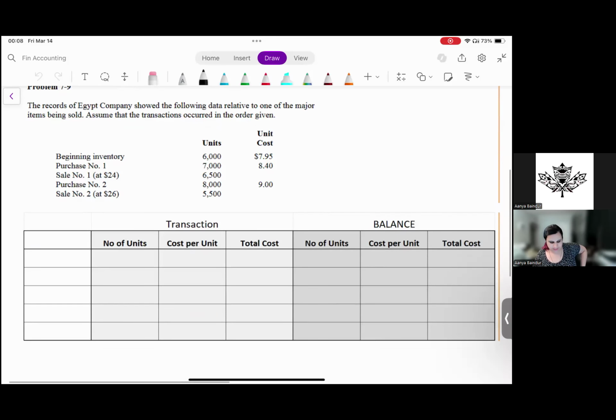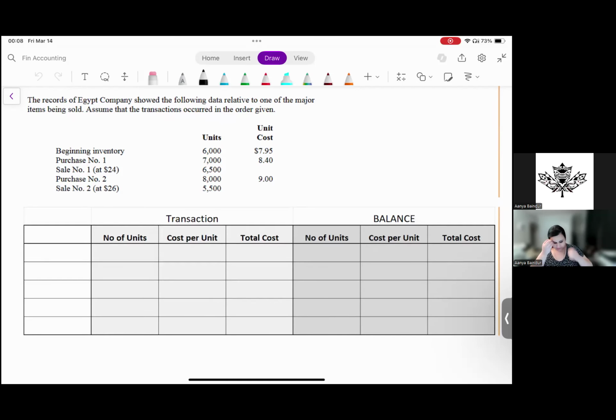Most questions will basically look like this. It'll give you a bunch of purchases, it'll give you sales, and will tell you what the starting inventory is. And it'll ask you what the ending inventory value is, and it'll ask you what the cost of goods sold is. So the very first one we'll be solving is weighted average perpetual.